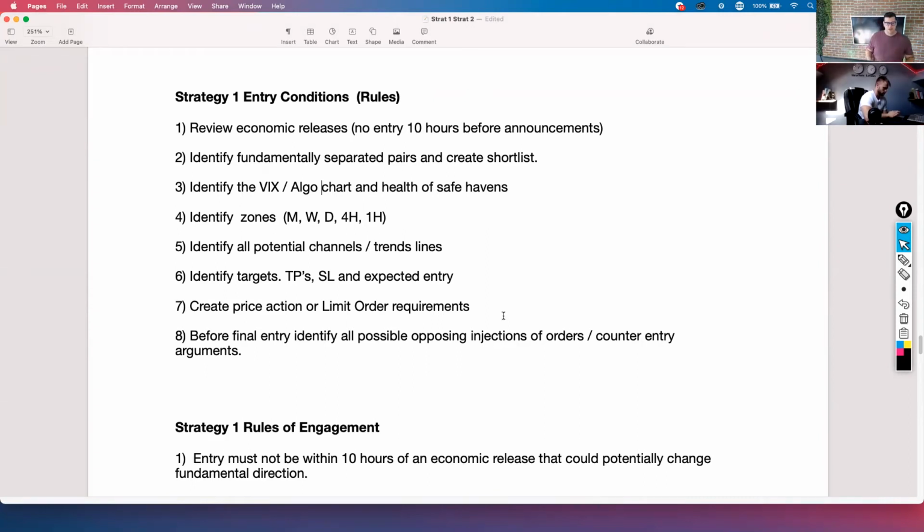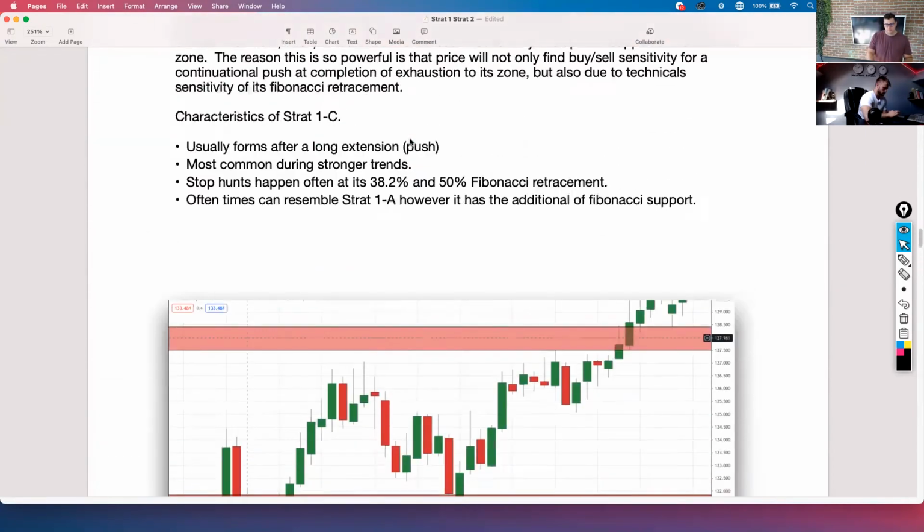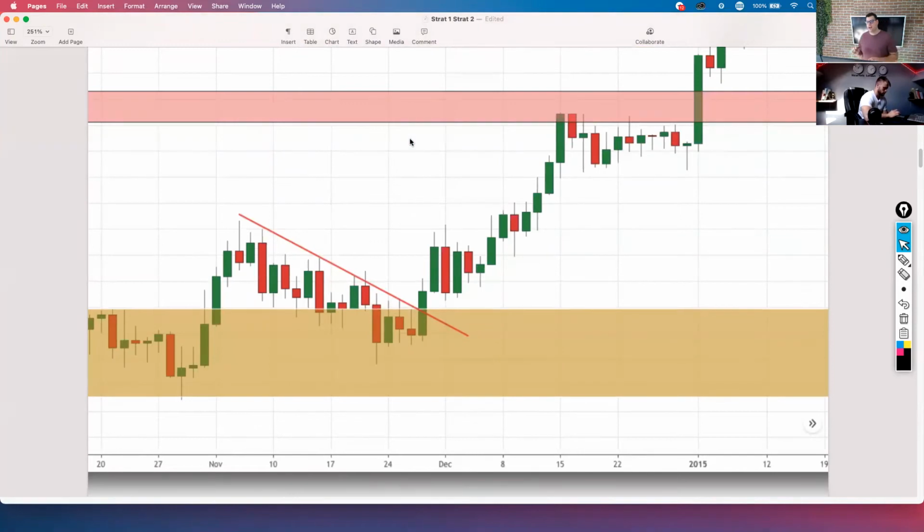Okay. Number 5, identify all potential channels and trend lines. We have to identify all that. Now, one of the examples I'll give, and honestly, I respect zones so much, I've been at fault. I'm at fault for not respecting trend lines and channels as much as I should. And the reason is this.